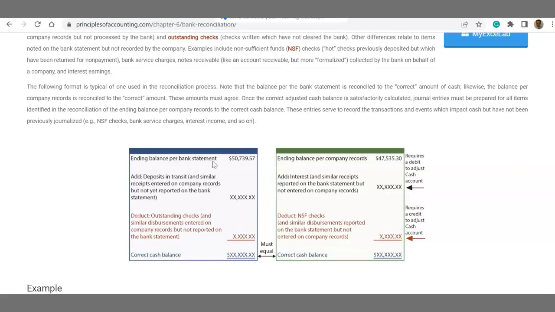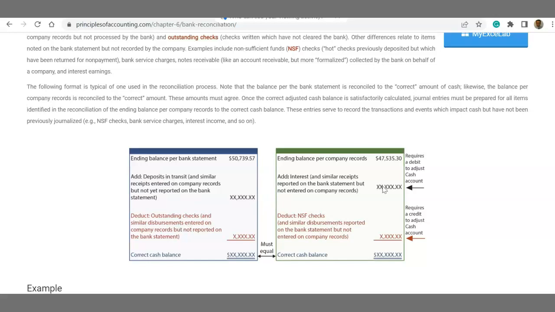You take, let's say, an Excel sheet or worksheet or a paper, and you write bank balance. Then on the right side, write book balance, and then you say add, deduct, and you end up adding something to the bank statement and deducting something from the bank statement, which here is: deposit in transit is added, outstanding checks is deducted.